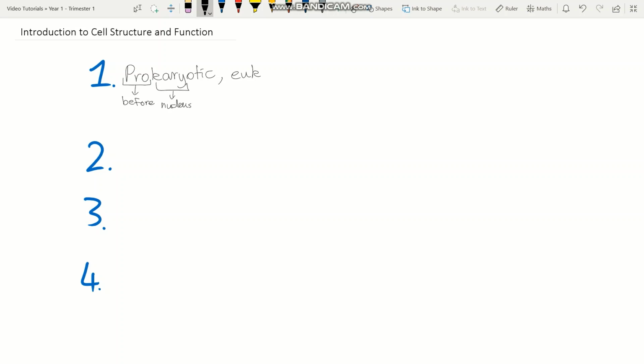Eukaryotic cells, on the other hand, eu meaning true, have a true nucleus. And therefore, they are able to store this genetic information that they have inside this nucleus, as opposed to having it in a globular shape DNA conglomeration.